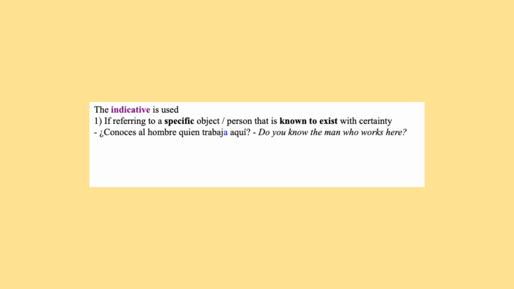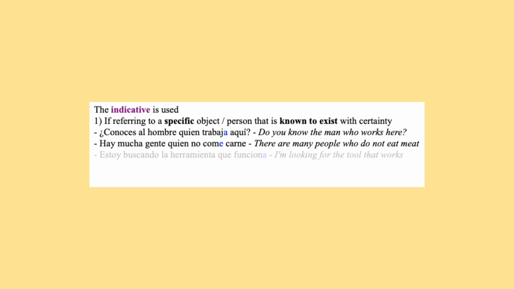¿Conoces al hombre quien trabaja aquí? Al hombre, the man, refers to a specific person that does exist, so we use the indicative. Hay mucha gente quien no come carne. This is a general statement of fact, and hay indicates that these people do exist, so we use the indicative again. Estoy buscando la herramienta que funciona. The tool, la herramienta, refers to a specific object that does exist, so again the indicative applies.